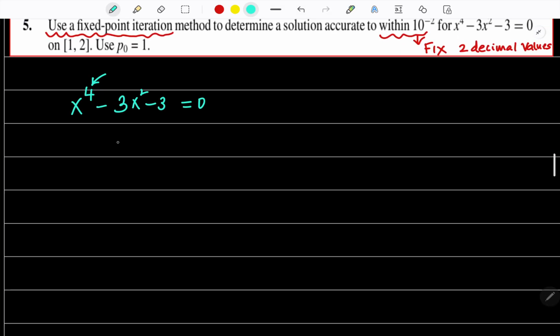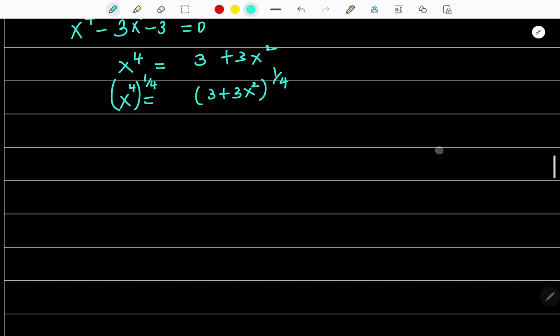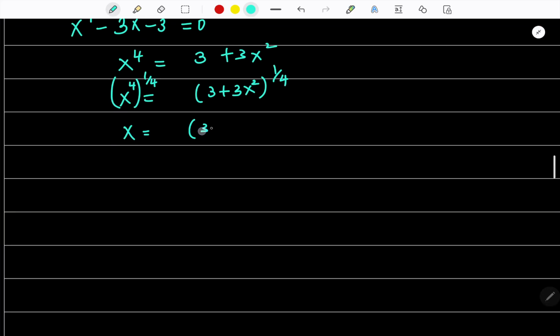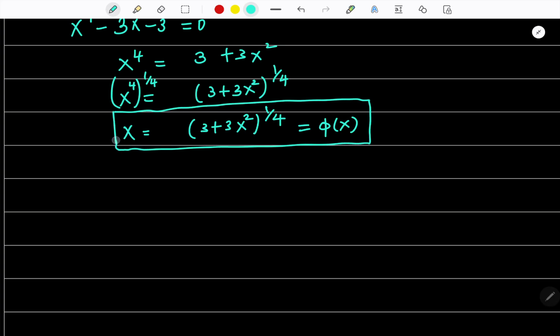So what is the idea I'm going to use? X power 4 is equal to, take this side, plus 3x square. So x equals, how? This I'm taking power 1 by 4 and this also I'm taking power 1 by 4. So x equals 3 plus 3x square to the power of 1 by 4. So this you're going to call phi of x. Are you sure, teacher, phi dash of x, the derivative, will be less than 1? Yes, sure, because now I gave you a rule. Right, so this is your phi of x.